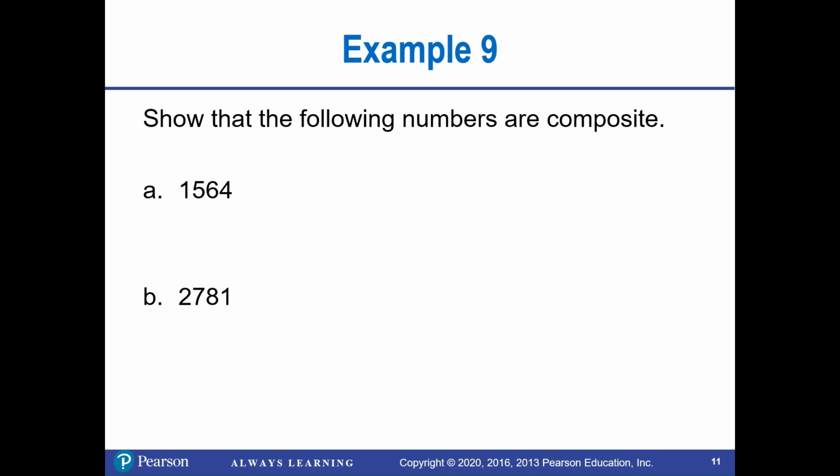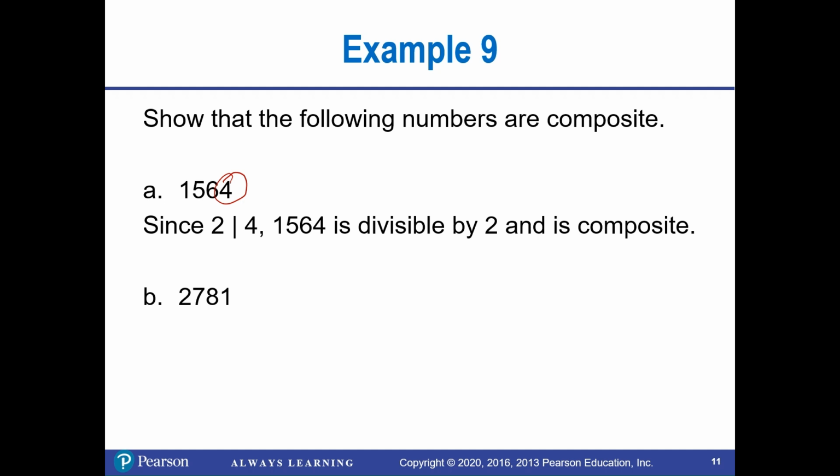All right, so the way we show numbers are composite is by showing that they have at least one factor other than 1 and itself. So when I look at 1,564, I immediately recognize that 1,564 should be divisible by 2 because it ends in an even number. So since 2 divides 4, the last digit of the number, 1,564 is divisible by 2, and therefore it's composite because it has a factor or divisor other than 1 and itself.